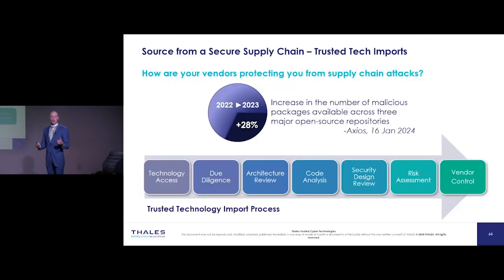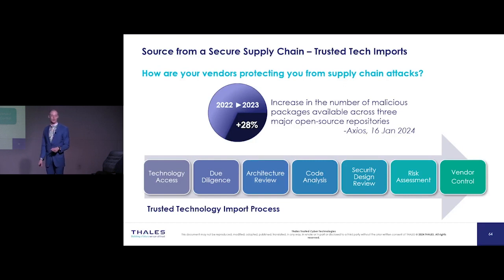And then we can talk about, okay, what are the vendors doing for me to protect me from supply chain attacks? Axios reported a couple weeks ago that, looking at the first 9 months of 2022 compared to the first 9 months of 2023, they worked with a security firm to do an analysis, and there was a 28% increase in the number of malicious packages that were hosted across 3 major open source repositories. These are the open source repositories that your vendors are going to pull in code that is then being put into product being sold into government networks. So that's a big surface area and vector of attack.